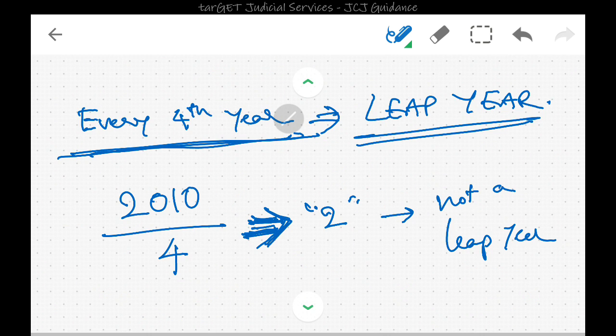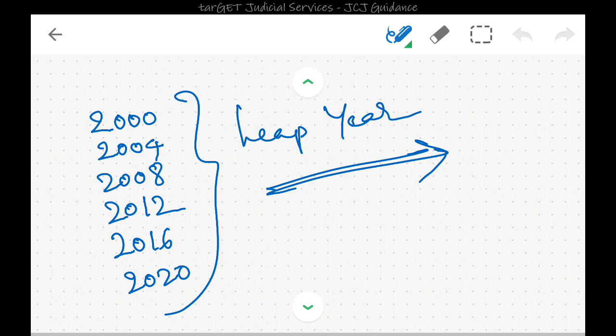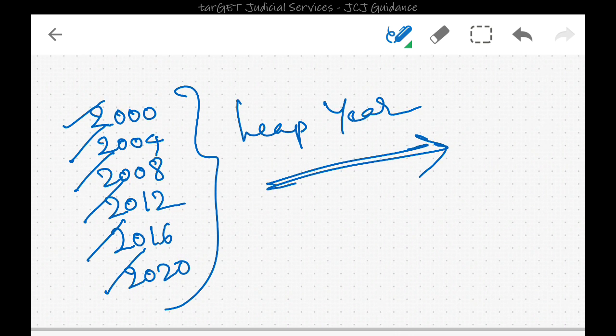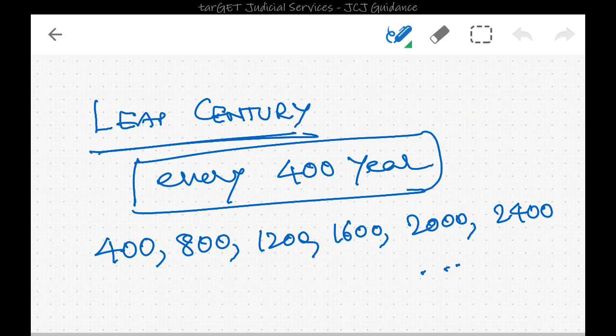So, in order to know whether a year is a leap year or a normal year, we will divide the given year by 4, and if it leaves a remainder, it is a normal year, and if it is exactly divisible by 4 without any remainder, that will be a leap year. Some of the leap years are 2000, 2004, 2008, 2012, 16 and 20. There is another concept, the leap century. It comes every 400 years, and any year which is exactly divisible by 400 without a remainder is a leap century.